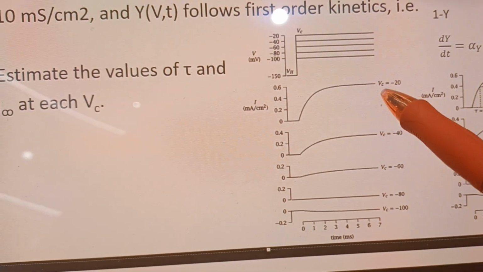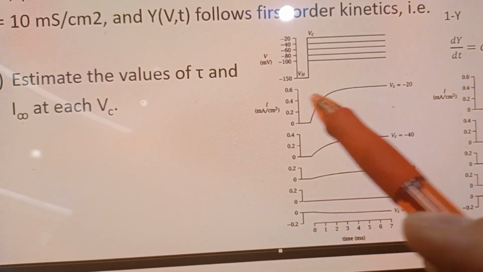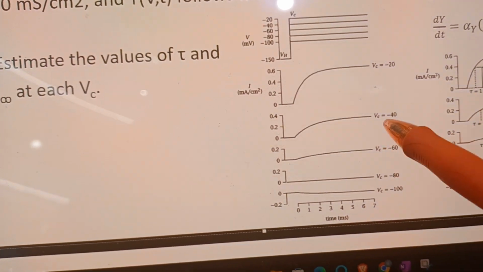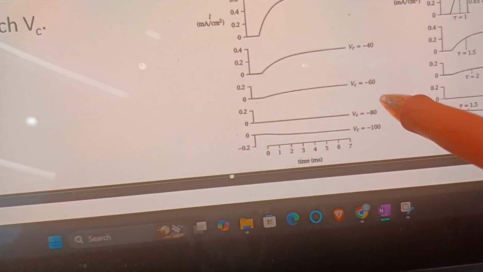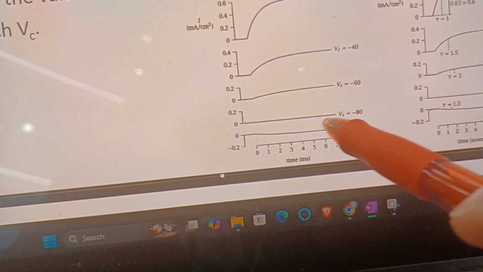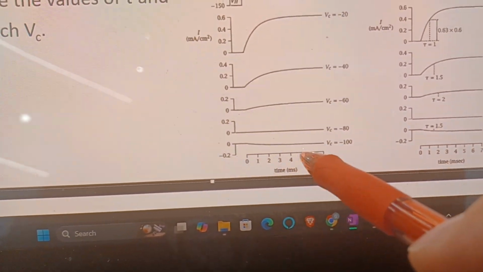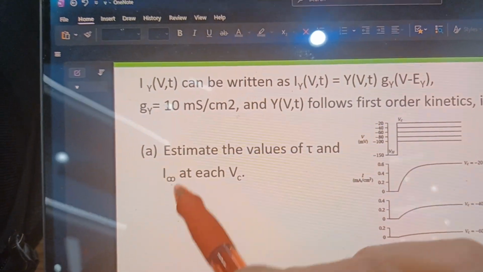So we see that, okay, at negative 20 volt, there's maybe 0.6 milliamp per square centimeter, and this is maybe 0.3, and this is maybe 0.1. At negative 60 and at negative 80, it is 0, and at negative 100, it is maybe negative 0.1 amp per square centimeter. So there's that.